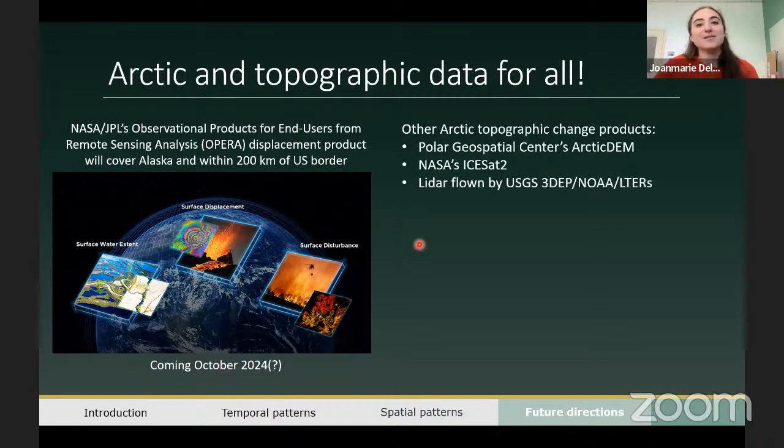There are other ways of tracking topographic change in the Arctic. ArcticDEM has overlapping tiles that you can do DEMs of difference. NASA's got ICESat-2, which is mainly used for mapping ice sheets, but it has a lot of crossovers up in the high Canadian Arctic. So you might be able to do topographic change detection up there. And there's an increasing number of LiDAR flights that are being flown by either the USGS, NOAA, or LTERs up in the Arctic. And so that might be another place that we can use some of that data.